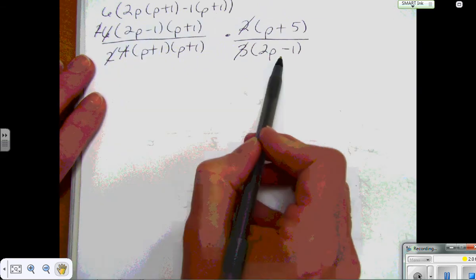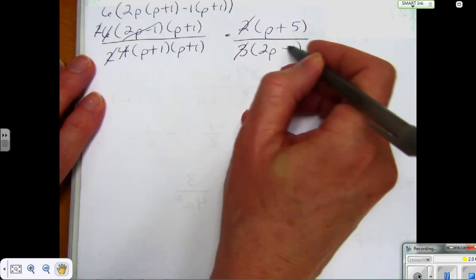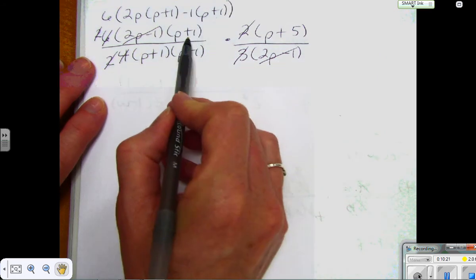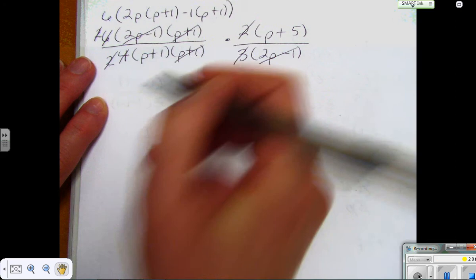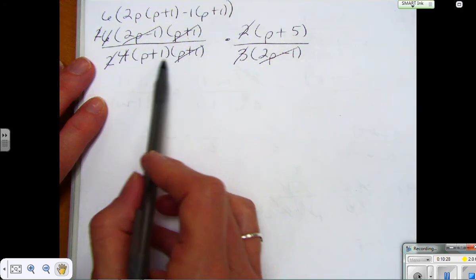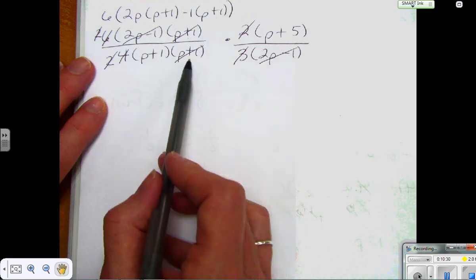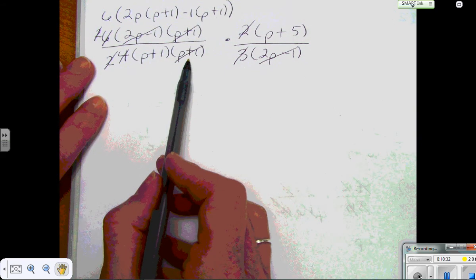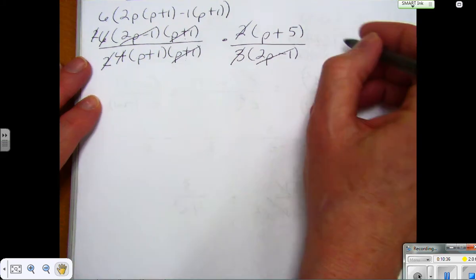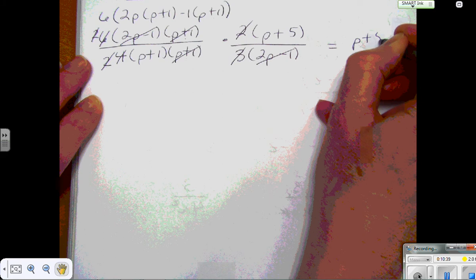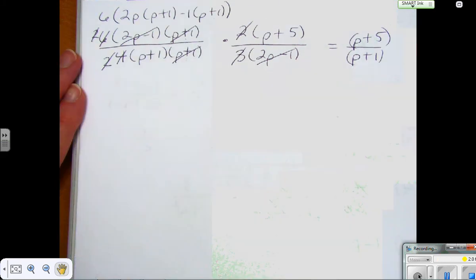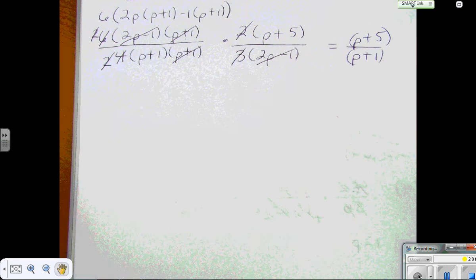2p minus 1 and 2p minus 1, those can reduce. Same binomial. p plus 1, I have identical binomials there. And notice in this denominator, instead of writing p plus 1 squared, I went ahead and wrote it twice. You don't have to do that, but that's just the way I like to do it. So now all I have left is p plus 5 over p plus 1. And that's going to be your final answer. There's not anything else that you can do with that.